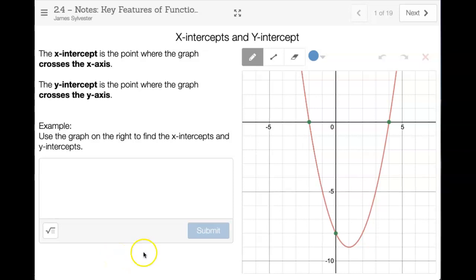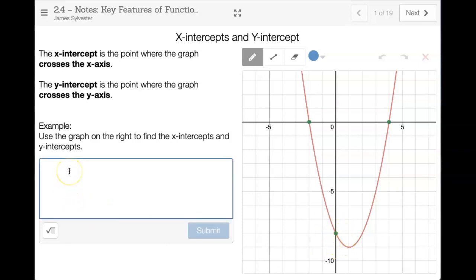Hey guys, so these are the notes for, as you can see up here, 2.4 notes, key features of functions, and we did already talk a little bit about key features of functions. The features we're going to have to point out are the x-intercept and the y-intercept, which you can see are defined here. The x-intercept is where the graph crosses the x-axis, and we could identify those points as coordinate pairs. And down here you have your y-intercept, the place where the graph crosses the y-axis.